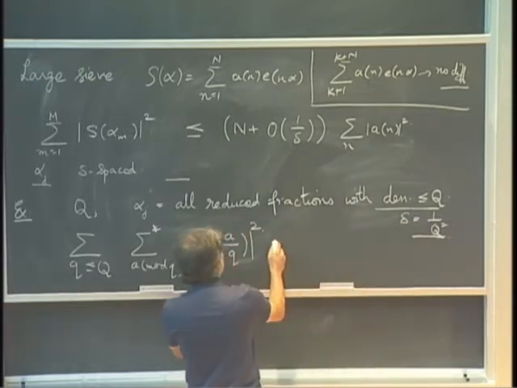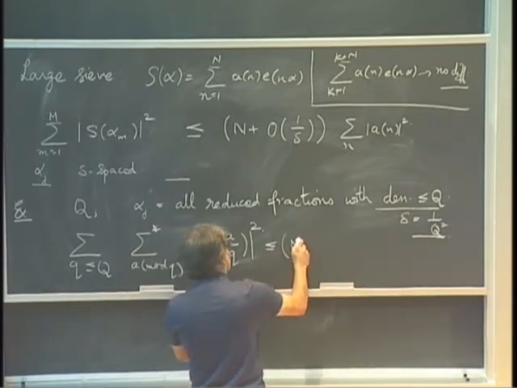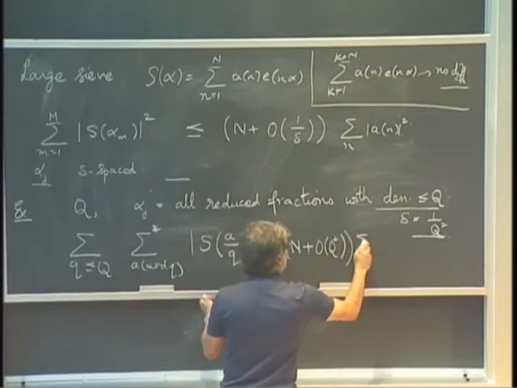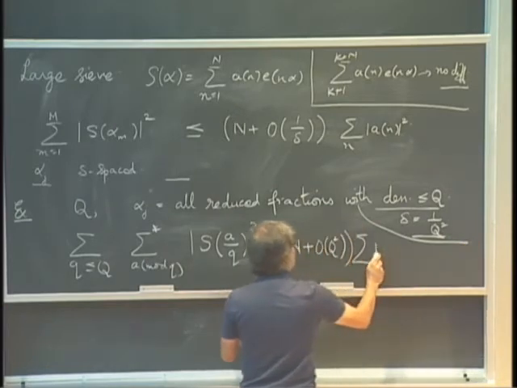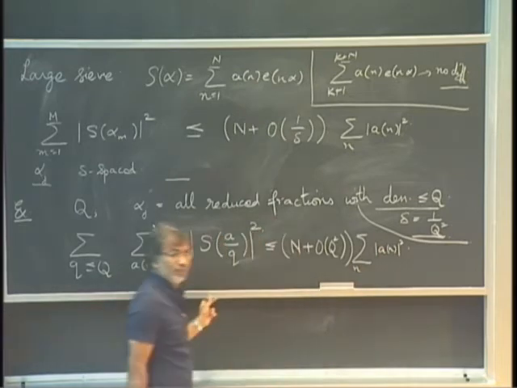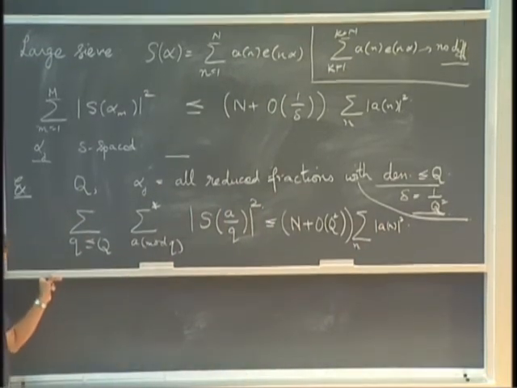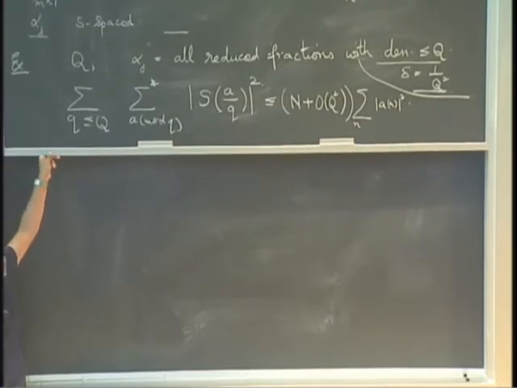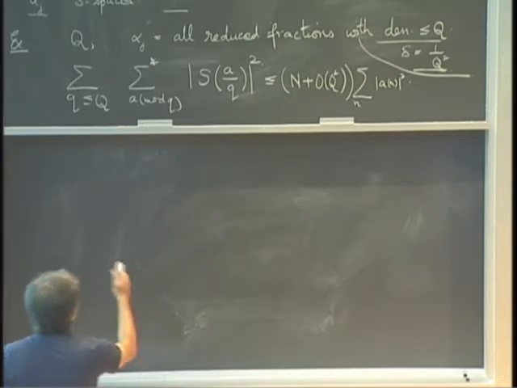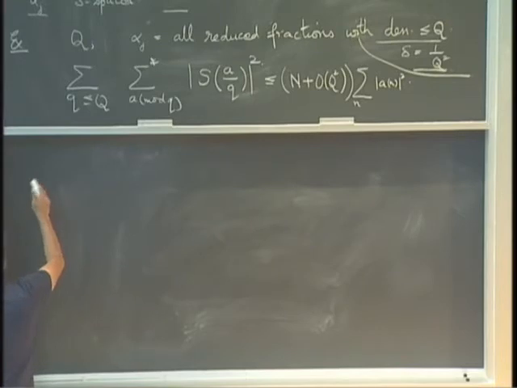And then the large sieve gives me a bound of something like N plus big O of Q squared times the sum of |a_n| squared. Okay. So this is the form of the large sieve that we will use. And let me point out that this form will help you see why the large sieve is a sieve.